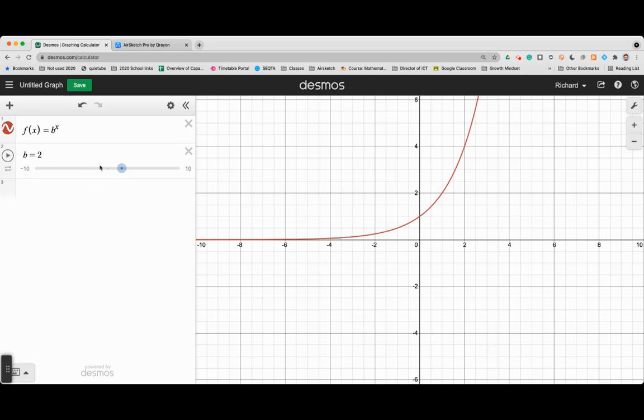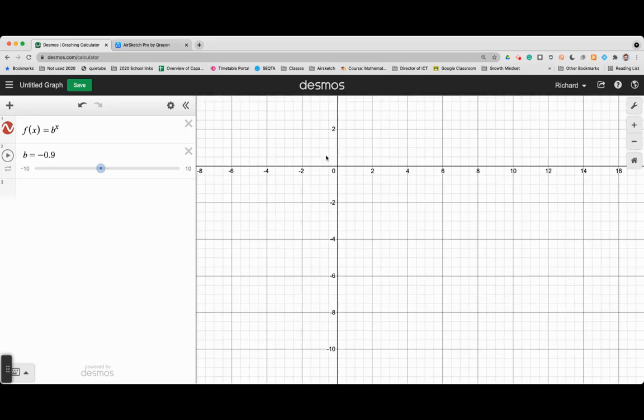So just to remind you that when b is bigger than 1, it's a growth graph. You can play this yourself, and when it's less than 1, it's a decay graph. And if you know your exponential laws, you'll know why it suddenly flips. Okay? If b is less than 0, it's not well defined. And you might get dots, or you might get nothing, like this. If I zoom out, will I get dots? No.